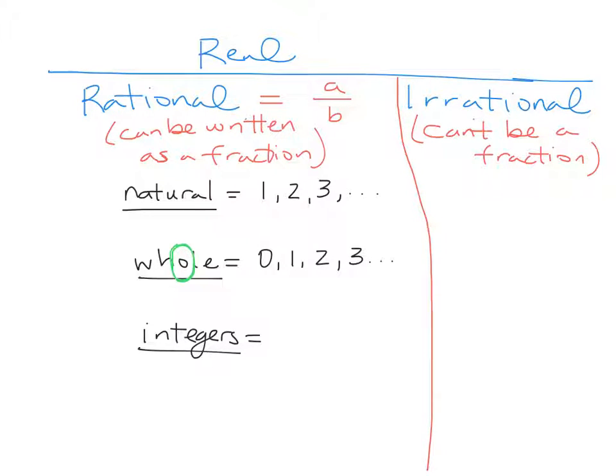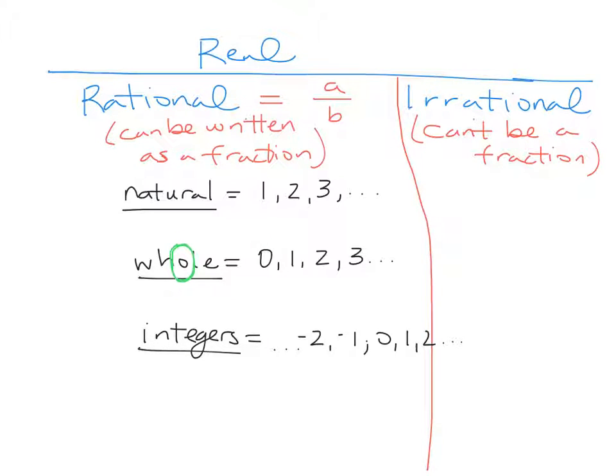Does anyone know what gets added to that list for integers? Yeah. The negatives. So integers go in both directions forever. So -2, -1, 0, 1, 2, and they just keep going in those directions, okay? No decimals, just the whole numbers, but positive and negative, okay? Questions on that?